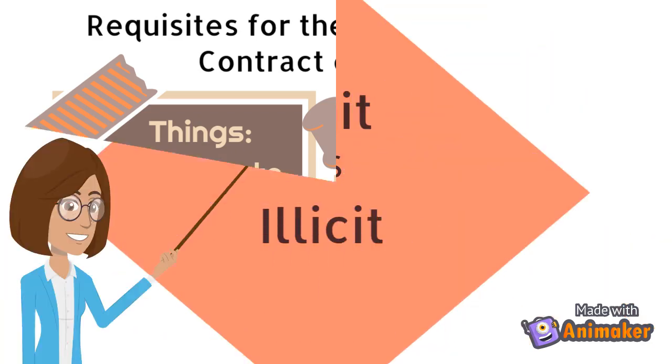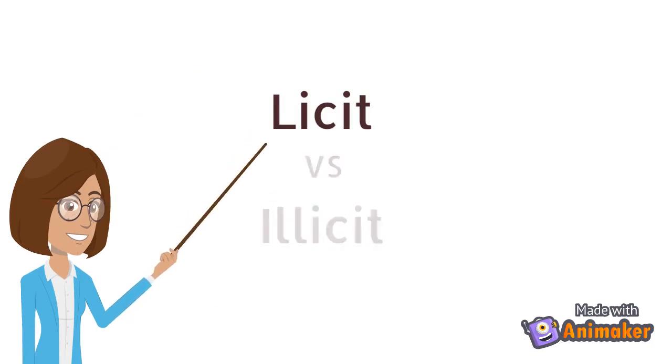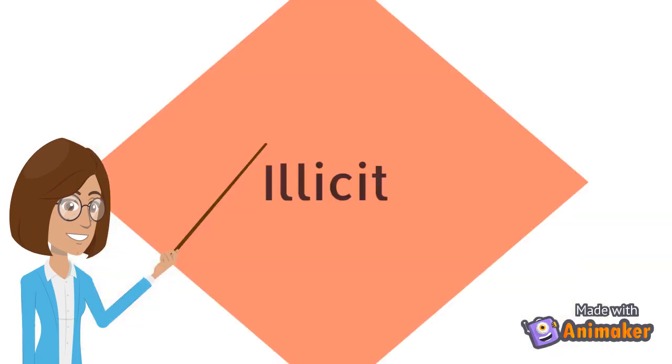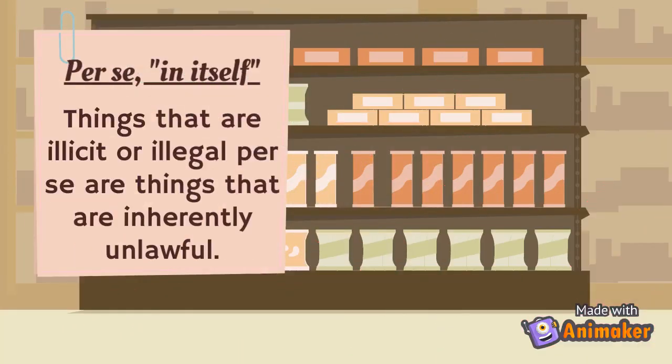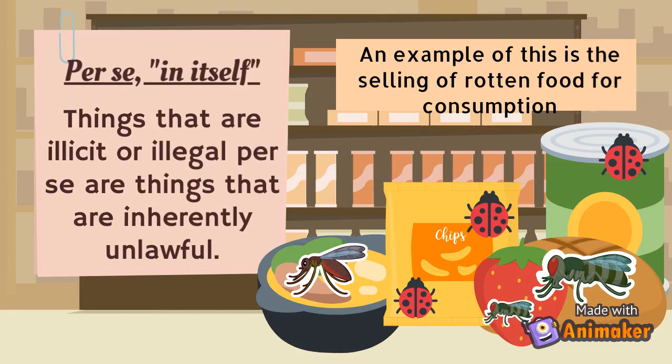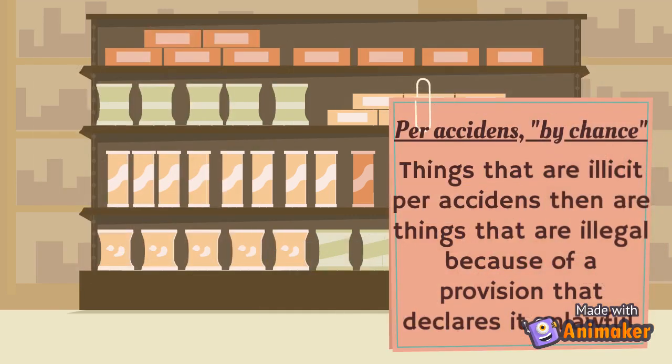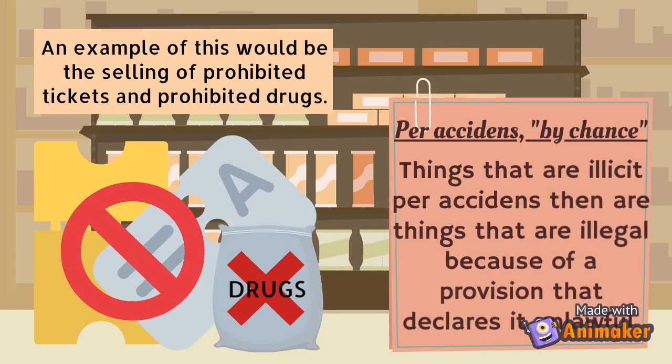Licit and illicit things. Article 1459 of the Philippine Civil Code requires that the object of the contract of sale must be licit or lawful. Kinds of illicit things: things that are illicit or illegal per se are things that are inherently unlawful, an example of which is the selling of rotting food for consumption. Things that are illicit per accidens are things that are illegal because of a provision that declares them unlawful, an example of which would be the selling of prohibited tickets and illegal drugs.